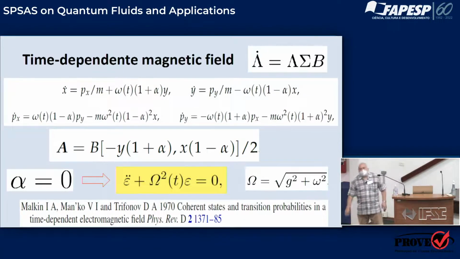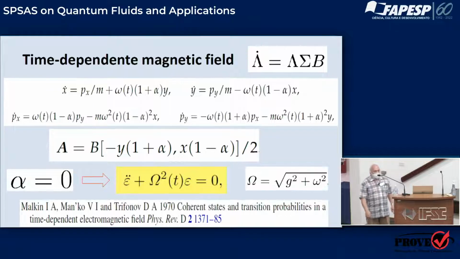And until now, there are no solutions to this problem in the general case. There are known solutions in two cases. One case is when we have this symmetrical gauge of vector potential. It was shown 50 years ago by my teachers Ilya Malkin, Vladimir Manko, and Dmitry Trifonov, who was a PhD student at that time.